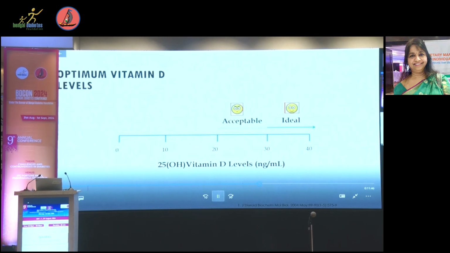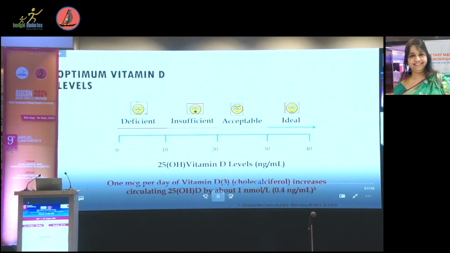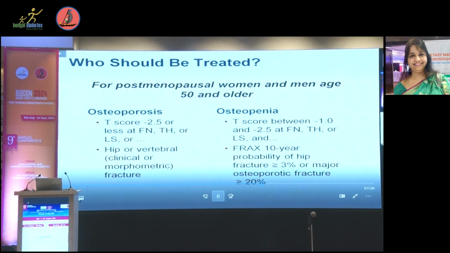If we want to optimize vitamin D, though it says here acceptable is above 20, you usually try to keep it above 30, but you can also try to be above 50 on average. This is very important.